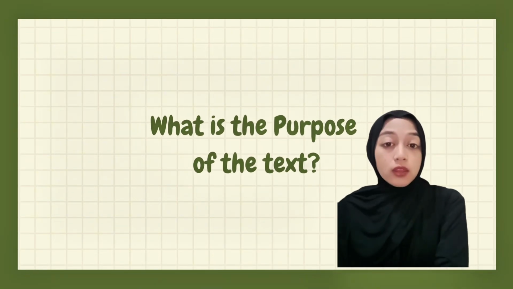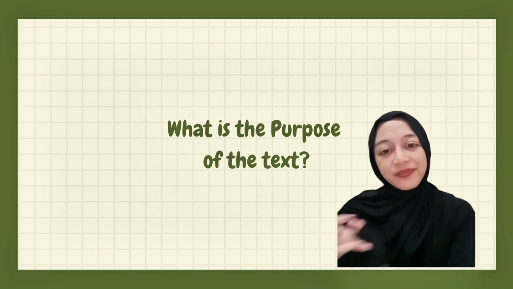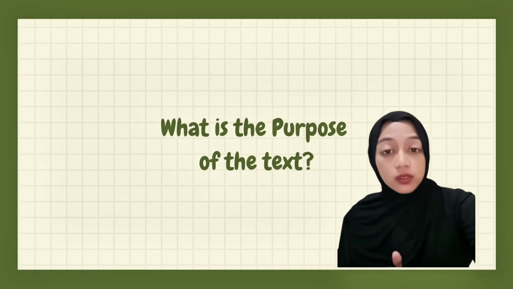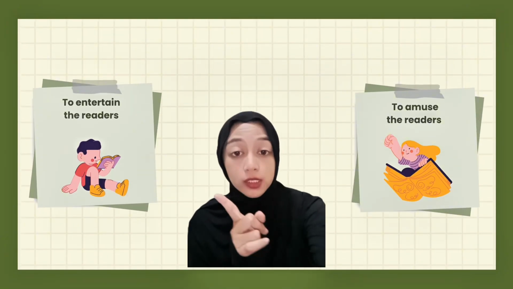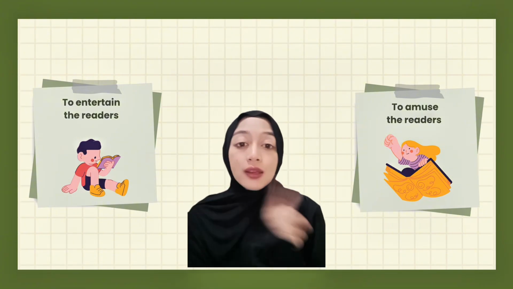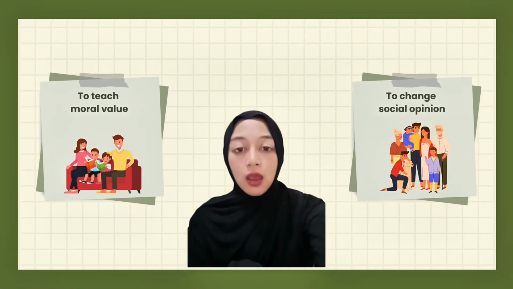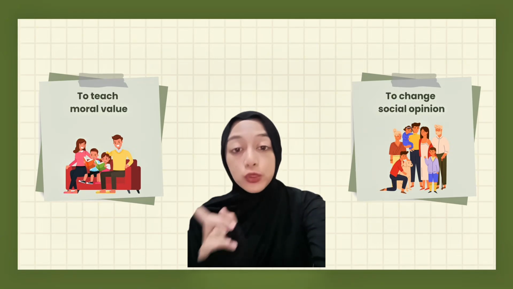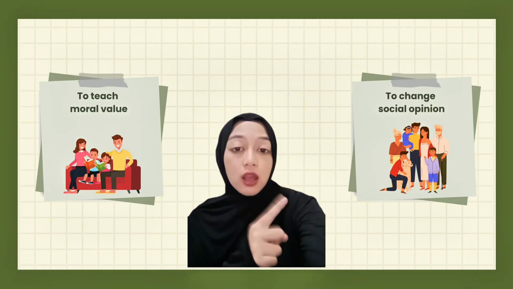So what is the purpose of narrative text? There are several purposes and functions. The first, to entertain the readers. The second, to amuse the readers. The third, to teach moral values. And the last one, to change social opinion.